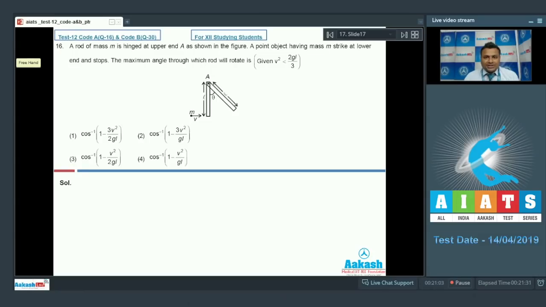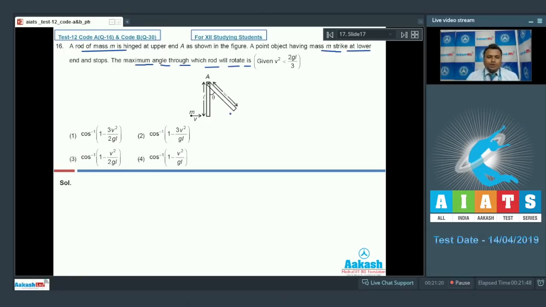So here is question number 16, everyone. A rod of mass m is hinged at upper end A as shown in figure. A point object having mass small m strikes at lower end and stops. The maximum angle through which the rod will rotate is.